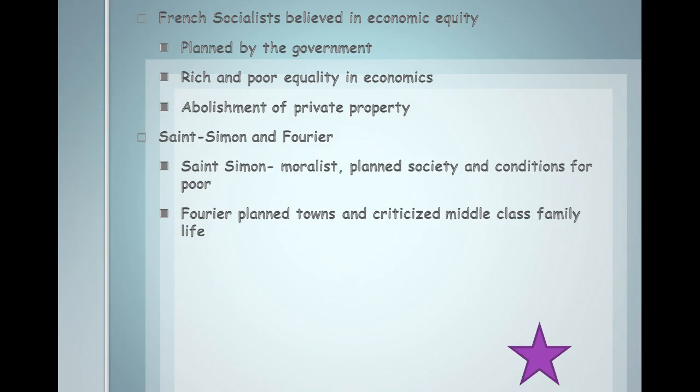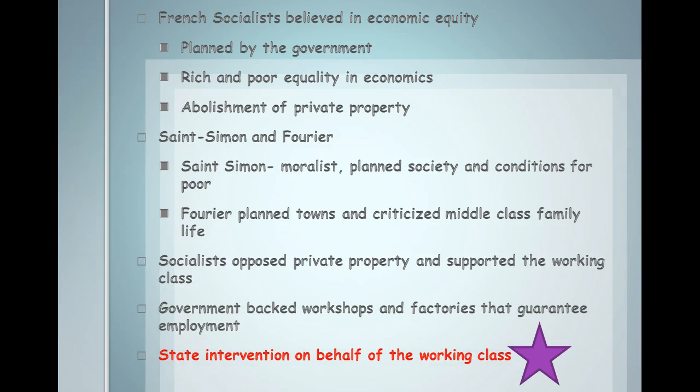And then we get into our individual socialists. Henri de Saint-Simon and Fourier, and we'll be watching some videos in class that show you the differences between the two, but this kind of lays out the ideas of the socialists. Socialists oppose private property and support the working class.